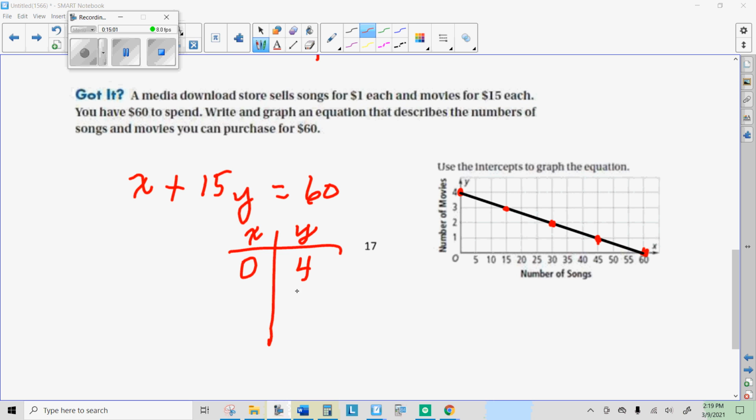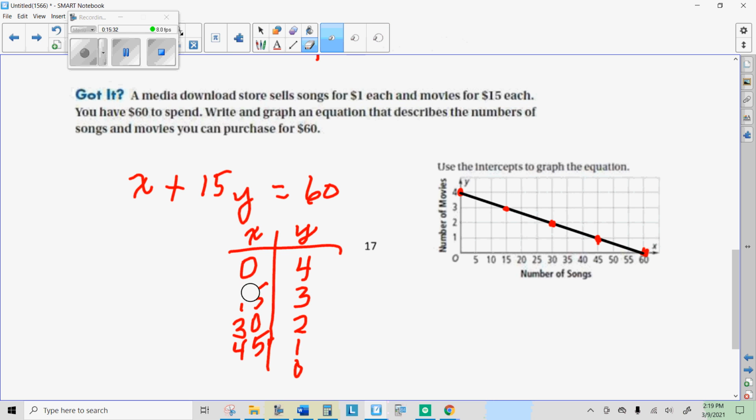You probably are kind of limited by how many movies you can buy. The most you can buy is 4, because 4 times 15 is 60. You could buy 3, 2, 1, or 0. If you buy 3 movies, that leaves you enough to buy 45 songs. If you buy 2 movies, you can get 30 songs. 1 movie, you can get... Oops, I got that wrong, don't I? 1 movie, 45 songs. 3 movies, 15 songs. And 0 movies would get you 60 songs.